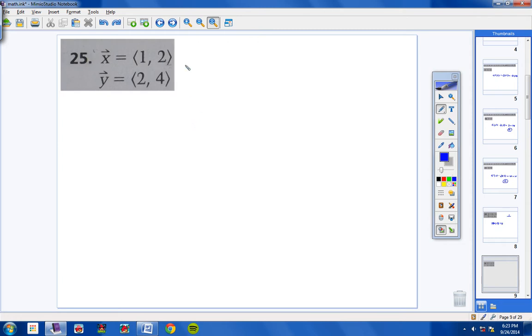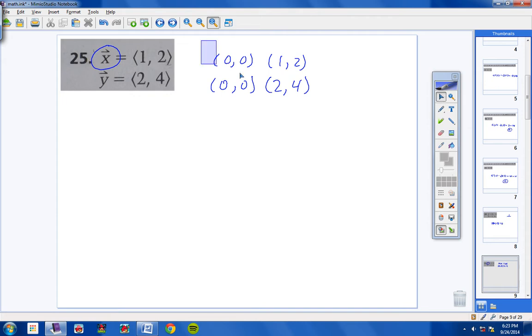So, if a vector is written as an ordered pair, remember its initial point is 0, 0. So we really have 0, 0, 1, 2 for this vector here. And for vector y, we have 0, 0, and then 2, 4. Remember, anytime a vector is written as an ordered pair, we also call that in pre-calculus component form. Anytime that happens, the initial point is 0, 0. Okay, so let's do this.